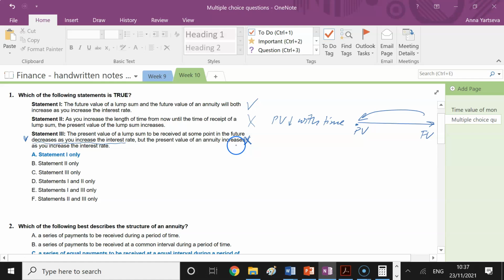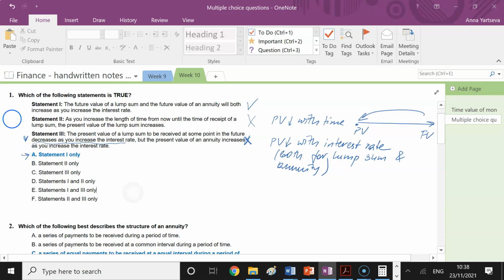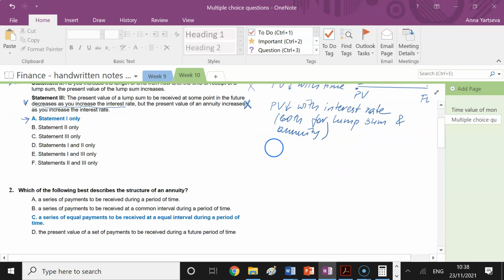in any case, the higher the interest rate, the more we discount it. The present value will be discounted by more. So present value will drop. Present value drops with interest rate, both for a lump sum and an annuity. So that is why the second part of the statement is incorrect. And that is why the only correct answer is A here. Statement 1 only is correct. Correct answer is A. Next.